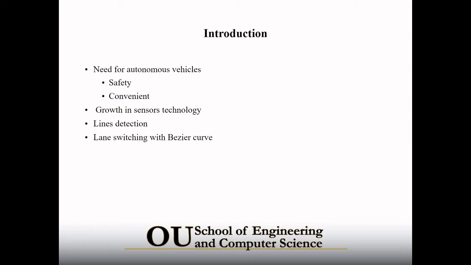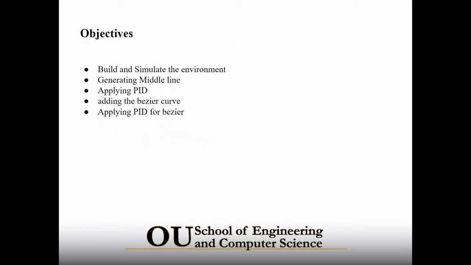Also, in this project we're going to use lane switching with Bezier curve dynamics in order to get an estimated route to follow between one lane and another. Now I'm going to talk about the objectives of this report. First, we start with building and simulating the environment that we're going to use for testing and validating our system, and then generating the middle lane that we need the car to follow, and then applying the PID to make sure that the car will follow and stay in the center of the middle lane that we just generated.